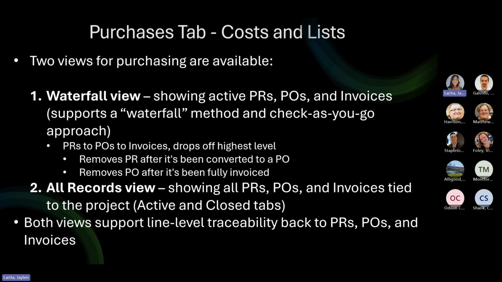The second view, the all records view, shows all active and closed purchasing records that are tied to the project, which provides full historical visibility. And both views support line level traceability, allowing users to expand line details for PRs, POs, and invoices.